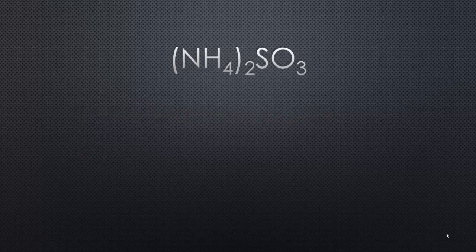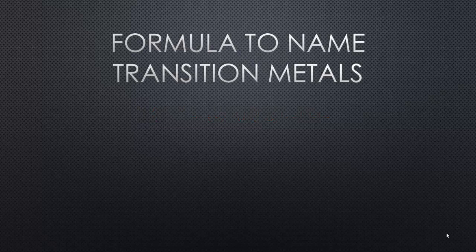Here is another compound. Since it is a binary ionic compound, it must have two parts. The parentheses once again help give things away. We're dealing with two polyatomic ions here. The NH4 1+, which is ammonium. The SO3 2-, which is sulfite. This is ammonium sulfite. But what if you're dealing with transition metals?